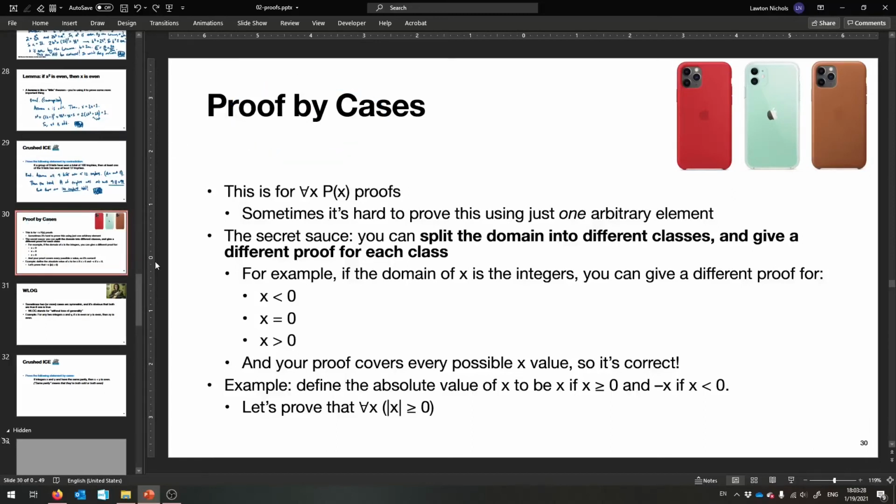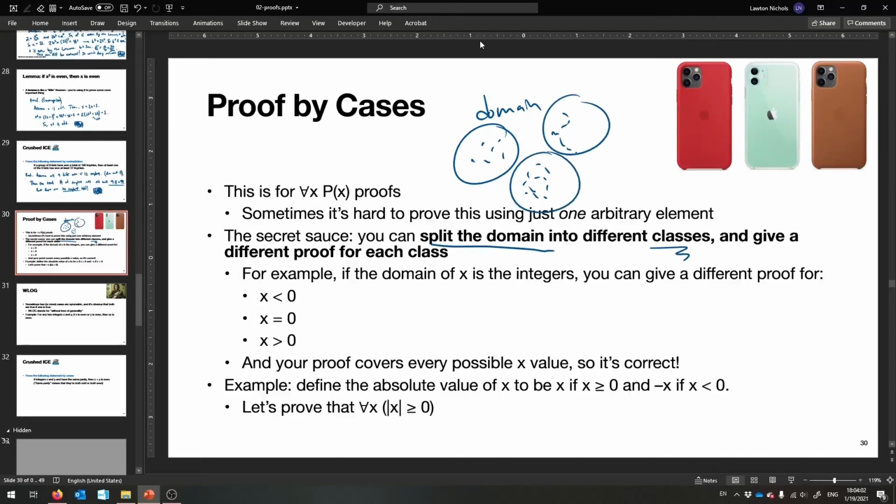Sometimes you're proving a for all proof, and it's really hard to just say, okay, assume x is arbitrary, let's prove p of x. Or assume a is arbitrary, let's prove p of a. Sometimes it's hard to use just one arbitrary element, and you don't have to. As long as you cover the entire domain, you don't have to stick to just one. So you can split the domain up into different little classes. If this is your domain, it's got this stuff over here and this stuff over here, and there are like 3 things that are all kind of different.